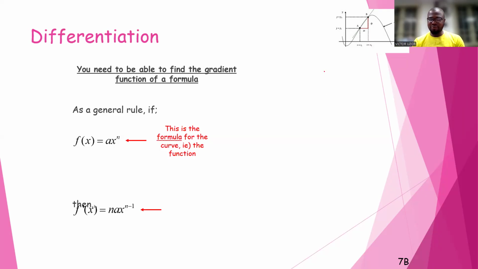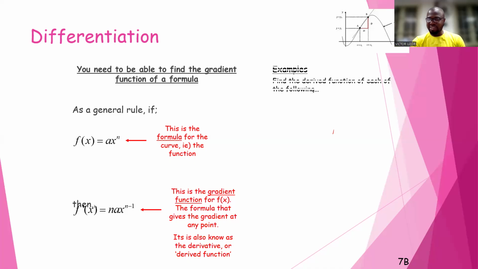If you have something like 2x squared, all you need to do is multiply the 2 with the function, which is 2x, and it will give you 4x. You subtract 1 from the power 2, it will give you 1, so you will have 4x. That is actually very easy in solving a typical differentiation. All you need to do is use the power to multiply the function, then subtract 1 from the power. That's all. It's as simple as that.